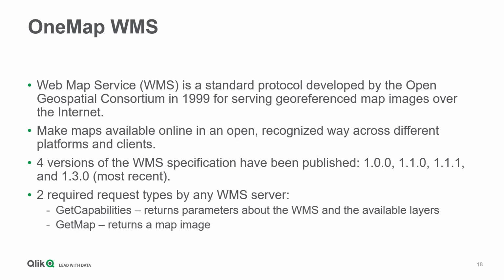WMS specifies several different request types, 2 of which are required by any WMS server. The first one is GetCapabilities. It returns parameters about the WMS and the available layers. Then followed by GetMap, which returns a map image.